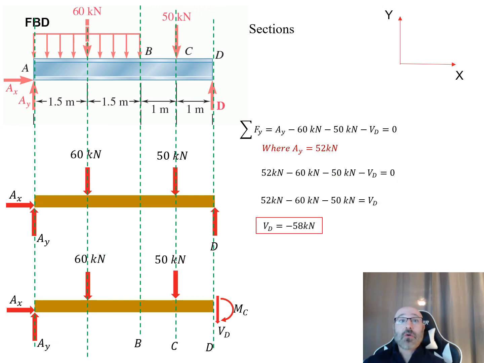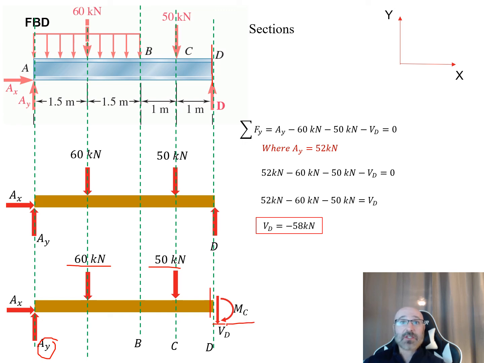So now what we're going to do is go all the way right before our last support at D and take our section right there. So we'll come right down here, come right like this. So now we'll draw out our free body diagram here. So we have our A sub y over here, negative 60 kilonewtons, negative 50 kilonewtons right there. Then we have our shear V sub D right there, and we have our moment M sub C right there.